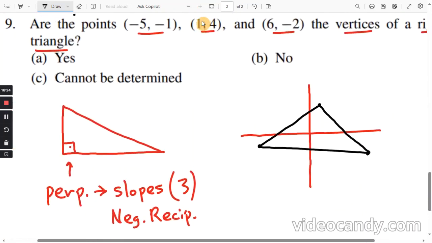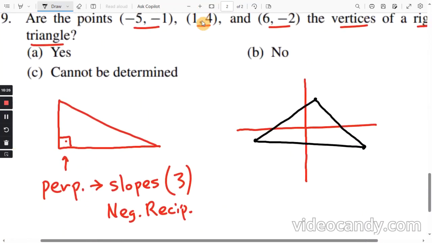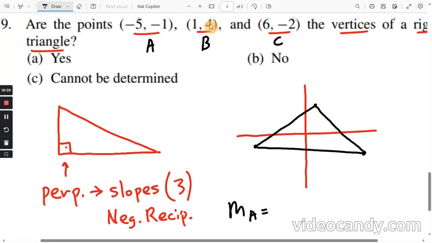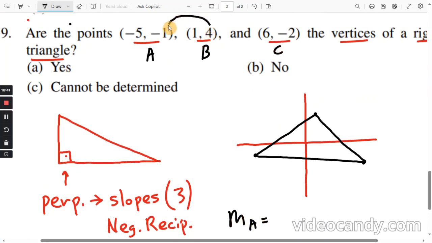All right, so let's just find the 3 slopes. All right, let's call this A, B, and C. All right, so for slope A, change in y is going to be 4 minus -1. Change in x is 1 minus -5.